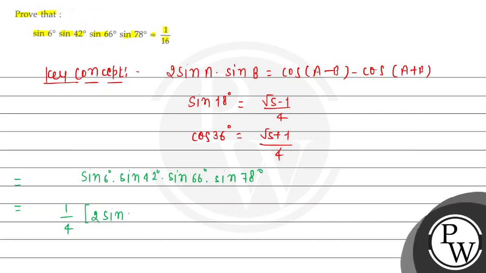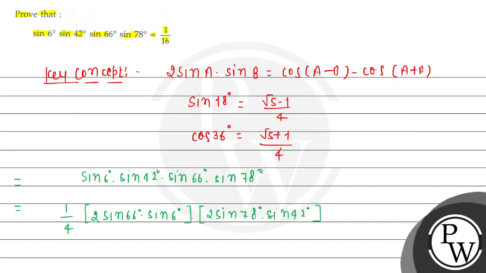So 2 sin 66 degree into sin 6 degree. Here we have arranged this. And here we'll write 2 sin 78 degree into sin 42 degree. So why have we done this?